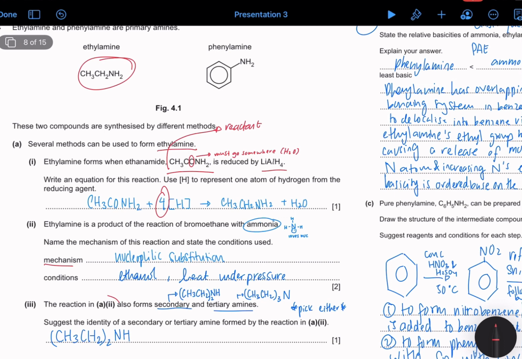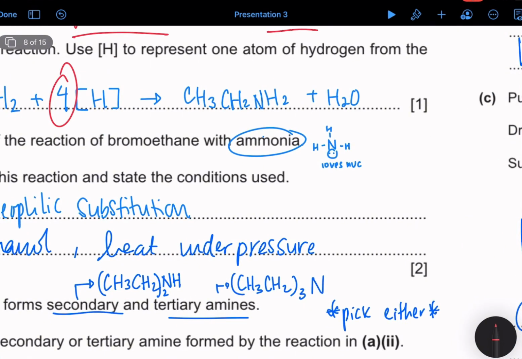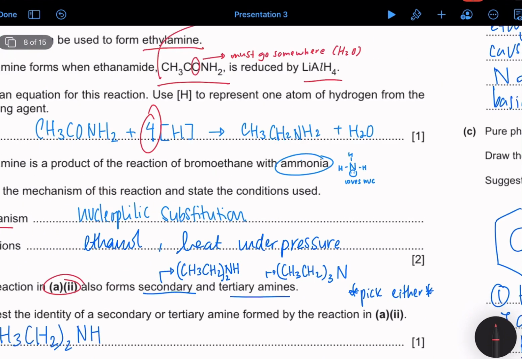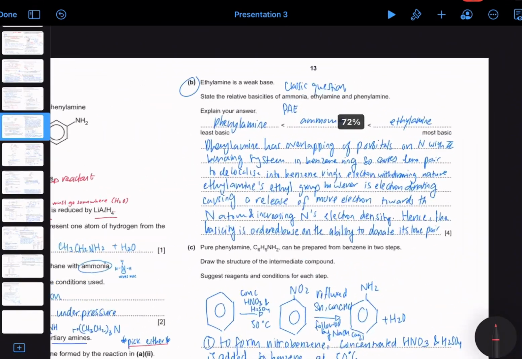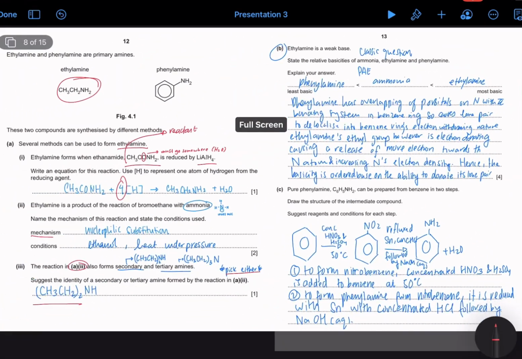The reaction in AII also forms secondary and tertiary amines. So your secondary amine would be CH3CH2NH, and your tertiary amine would be CH3CH2N. Alright, suggest the identity of the secondary or tertiary amine formed by the reaction in AII. So for this, you can actually pick either. I picked the secondary amine instead of the tertiary, but you can pick any.